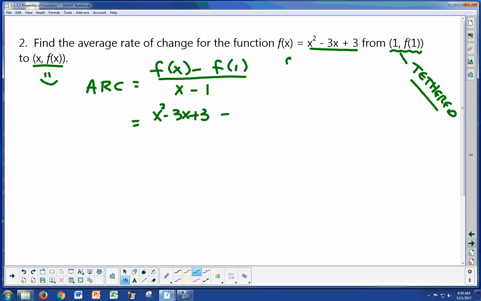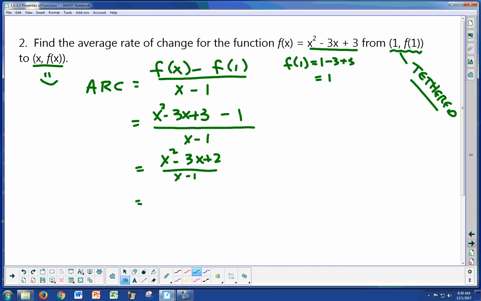So once again, I'm going to write my f(1) right here. 1 minus 3 plus 3 is 1. So f(1) is 1, and I'm going to write that there, over x minus 1. Okay, so what I'm doing here is replacing my numerators as I did in the last problem. So this gives me x squared minus 3x plus 2 over x minus 1. Notice your numerator does factor to (x minus 2) times (x minus 1) over (x minus 1), and the answer is x minus 2.